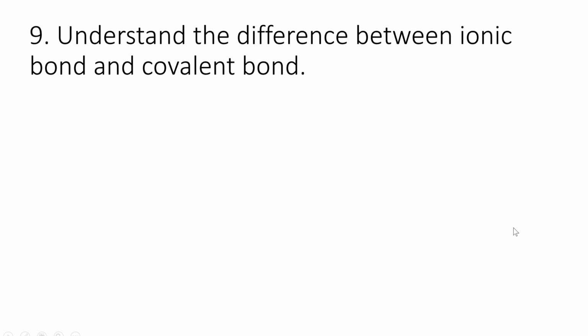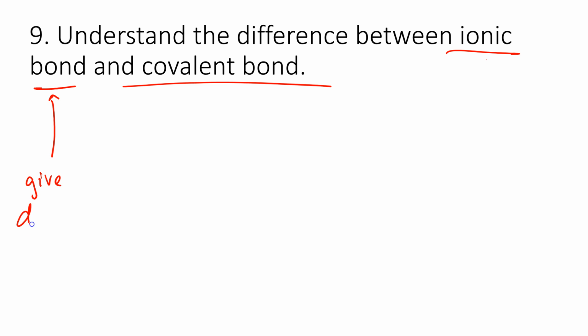9. Understand the differences between ionic bond and covalent bond, right? The way atoms achieve the stable octet, basically filling out the valence shell with the maximum number of electrons, is by giving away electrons or sharing electrons. If they donate or receive electrons, that makes the atom have more or fewer electrons than it previously had. That is going to create ions, right?